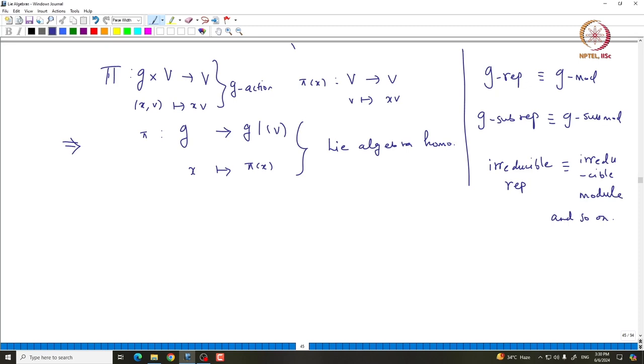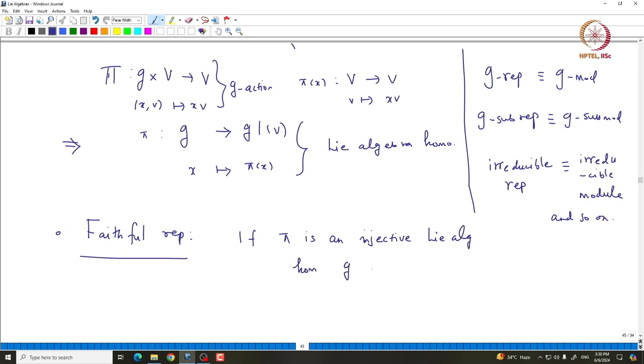This gives us both the definitions. Now we will also define some other terminologies like faithful representation, irreducible representations, and so on. Here is the definition of faithful representation. It is easy to define a faithful representation using the representation map. If a representation pi is an injective Lie algebra homomorphism from G to GL of V, then pi is called a faithful representation.